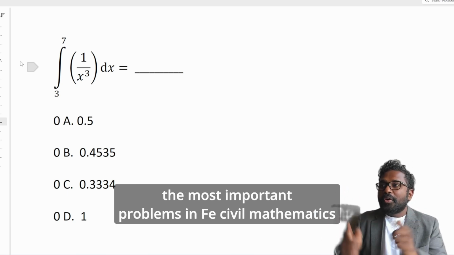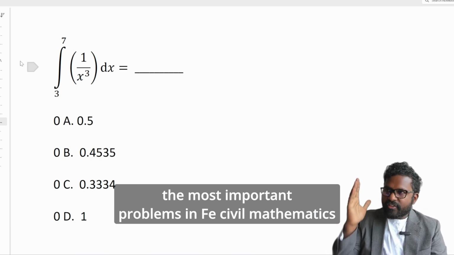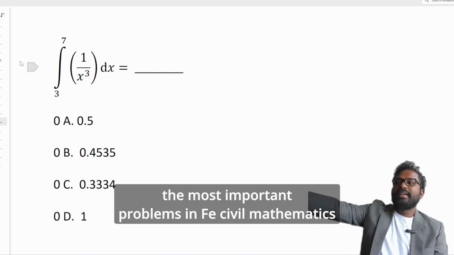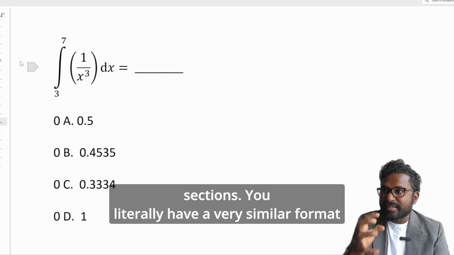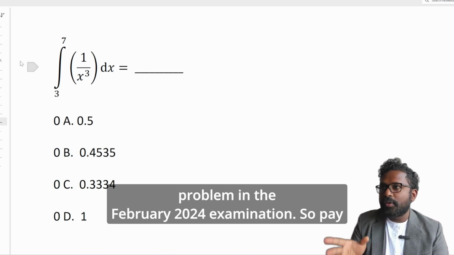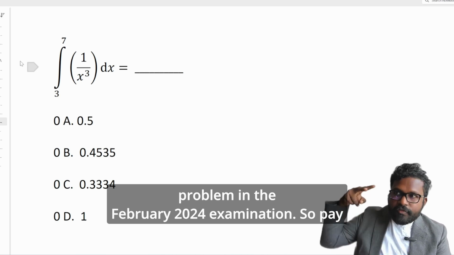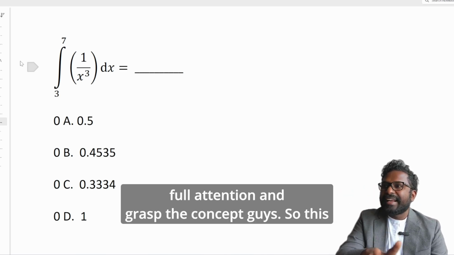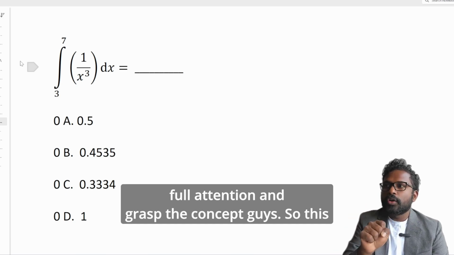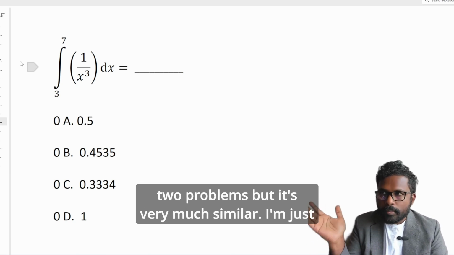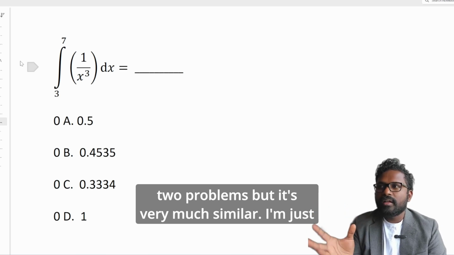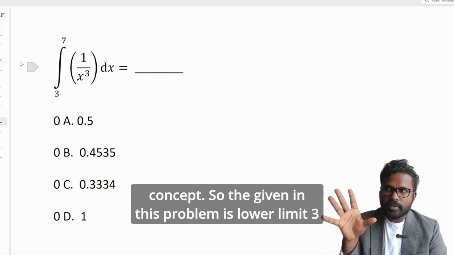This is one of the most important problems in the FE Civil Mathematics section. You literally have a very similar format problem in the February 2024 examination. So pay full attention and grasp the concept, guys. This is a little bit harder than the previous two problems, but it's very similar. I'm just trying to make sure you understood the concept.